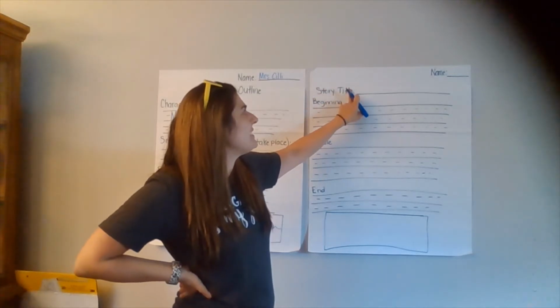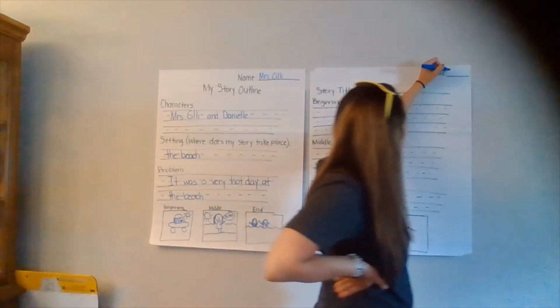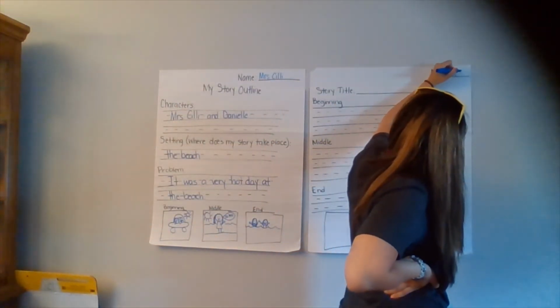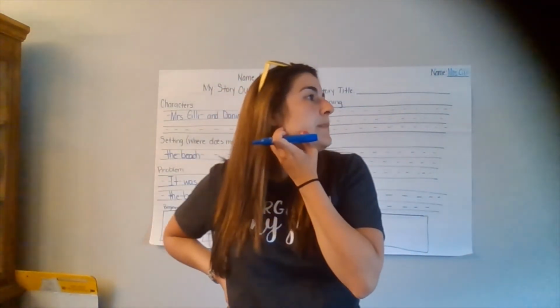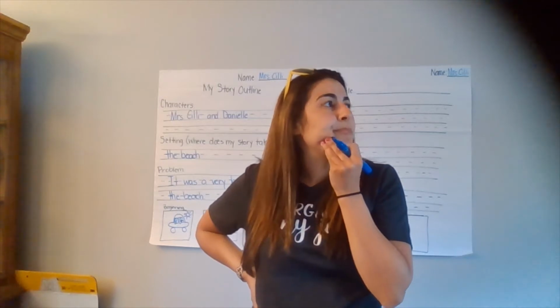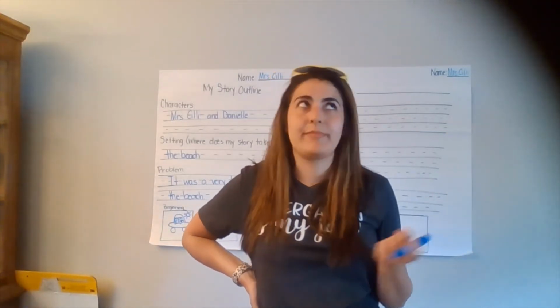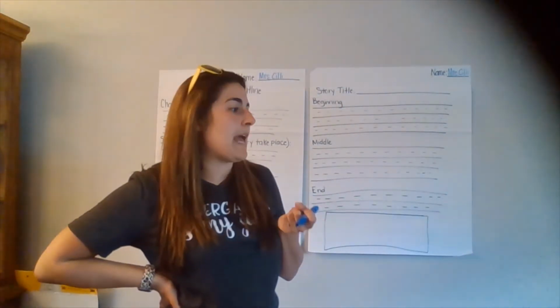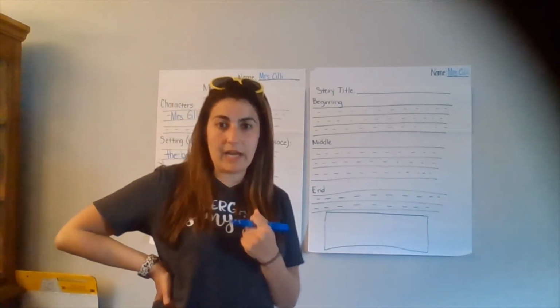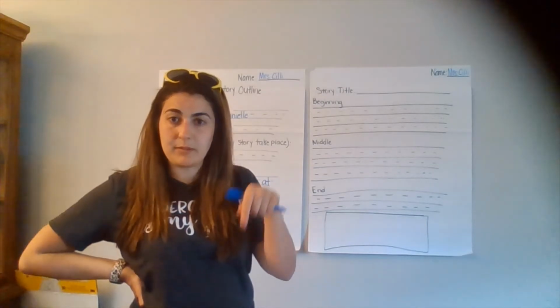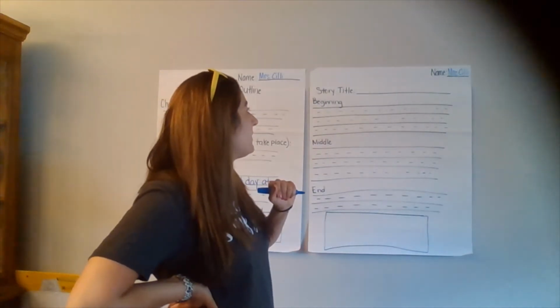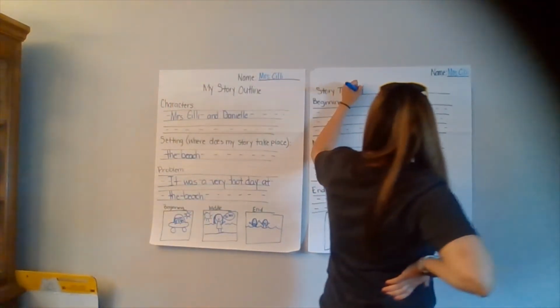So it says story title. Oh, let's not forget the name. I'm going to put Mrs. Julie again. Story title. Well, if my story is about the beach, I'm not going to say my day at the circus. That would be silly. I'm not going to say kindergarten is so much fun. It is really fun, but it's not about my story. My story is about the beach. So my title is going to be a day at the beach.